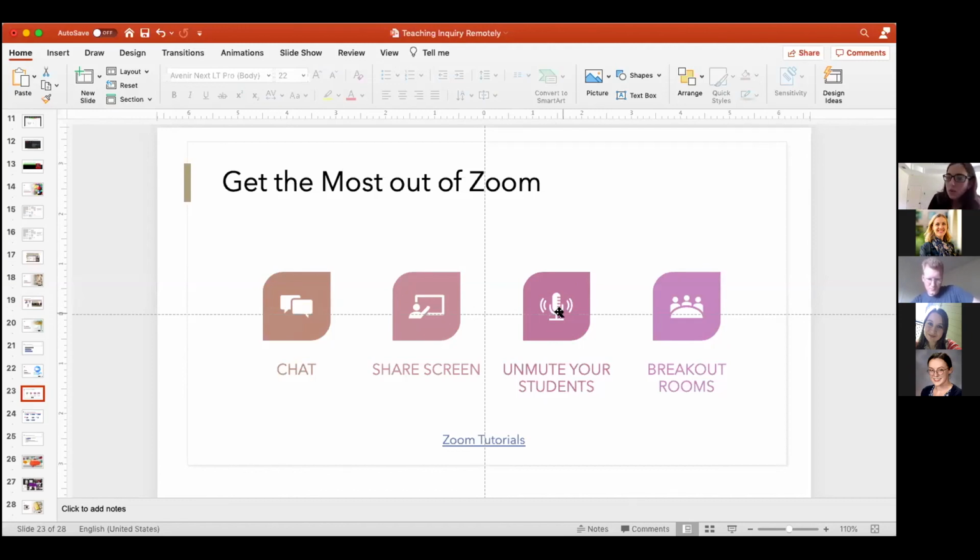And don't just have them type, let them talk. Let them have that interaction with you, with each other. Have them unmute their microphone. And finally, breakout rooms. And we'll talk about breakout rooms in just a little bit. And then I did include a link in the PowerPoint presentation with the Zoom tutorials if you would like to see any of these more.